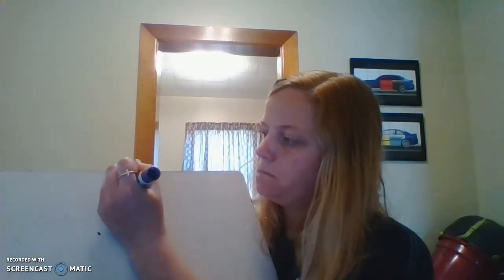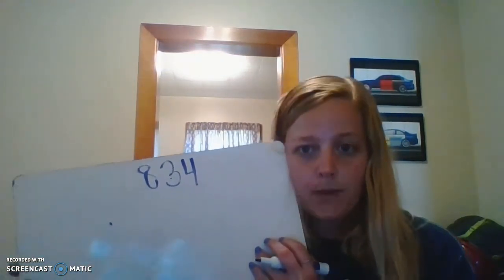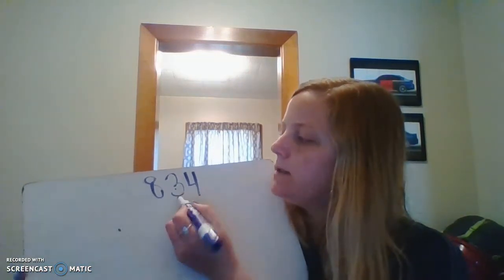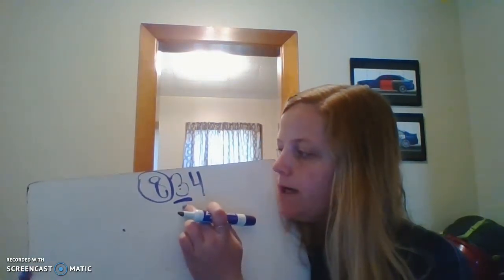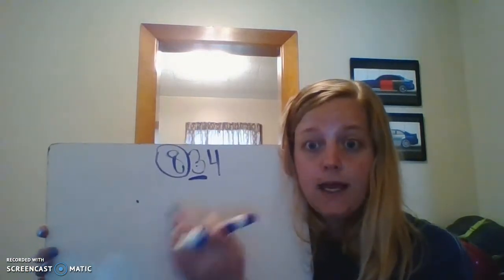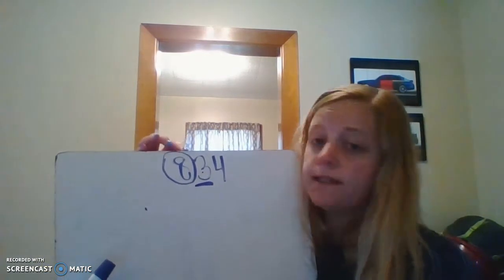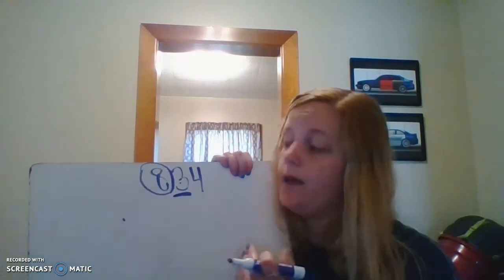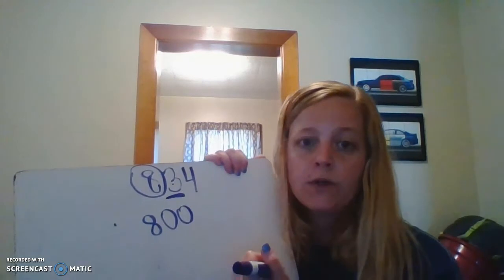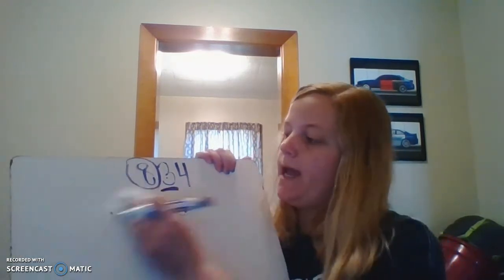Now let's look at 834. I want to round this to the nearest hundreds place. So here's my ones, tens, hundreds. I circle the place that I'm rounding to, and then I underline my digit to the right. This is the digit that I'm going to look at. It is a 3, so I know that is less than 4. So my circled digit is going to stay the same. Remember, 0 to 4 stays the same, 5 and above we round up. So my 8 is going to stay the same, and then everything to the right becomes zeros. So 834 rounded to the nearest hundred would be 800.